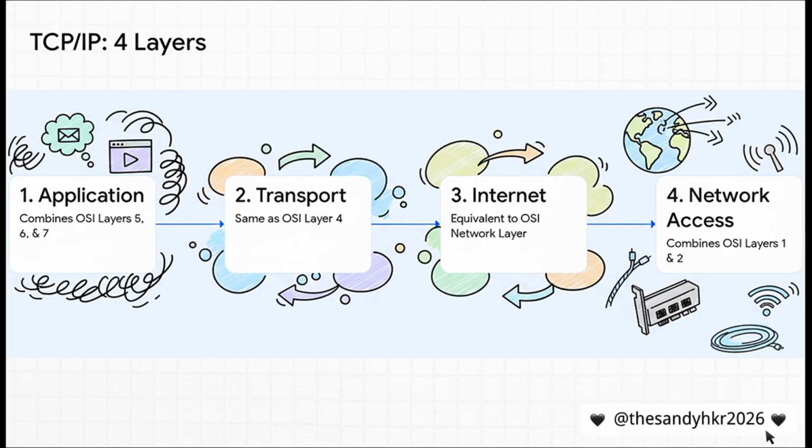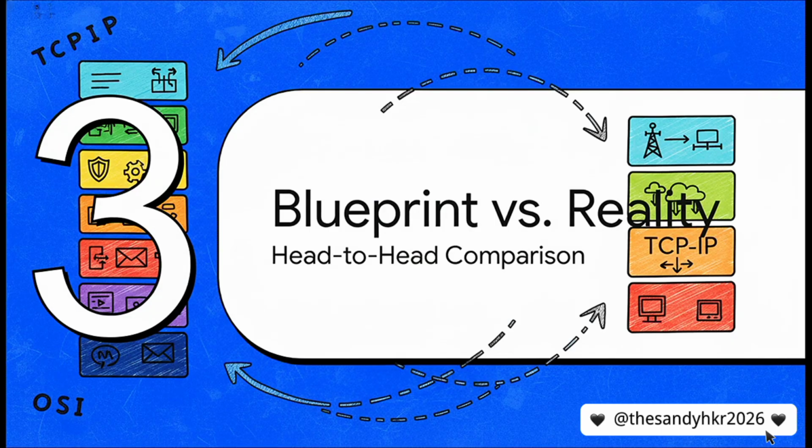The transport layer is pretty much a direct counterpart to OSI's layer 4, handling that end-to-end communication. The internet layer lines up with the OSI network layer, managing the route your data takes. And finally, the network access layer just merges the bottom 2 OSI layers, dealing with all the physical hardware and transmission stuff. So there you have it, the 7-layer theory versus the 4-layer reality. Let's put them side by side and really see how they stack up.